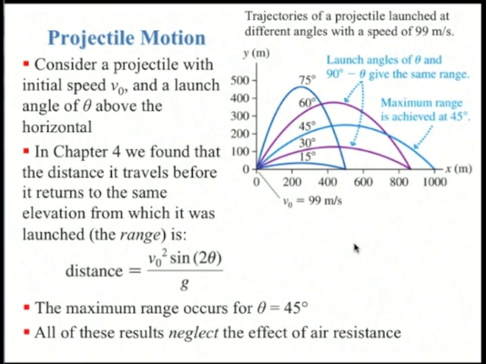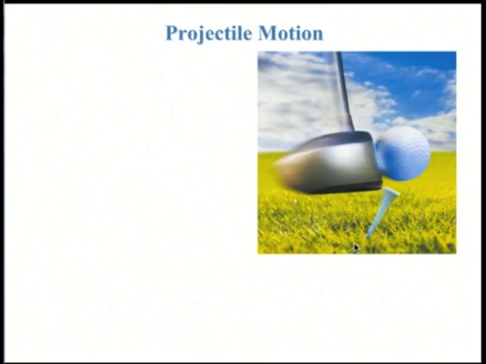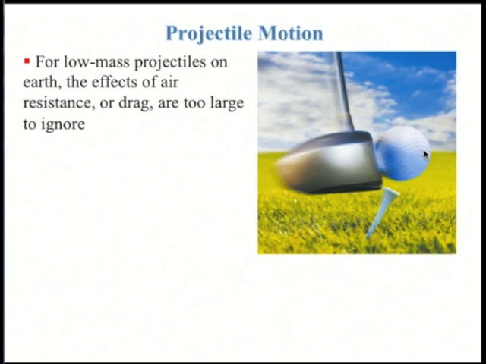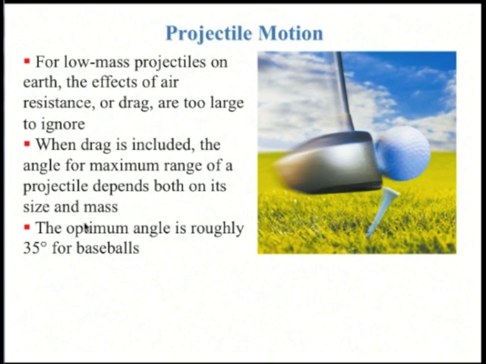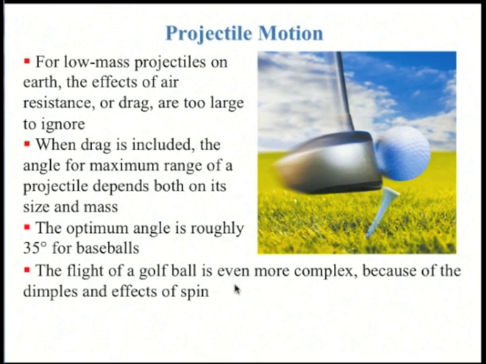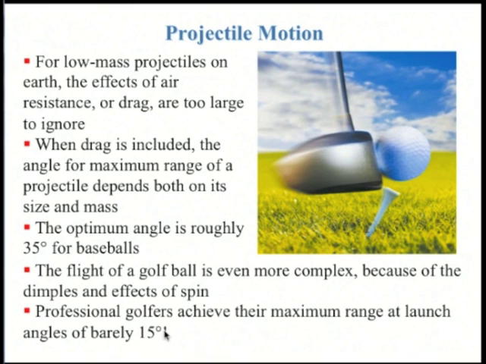All of these results neglect the effects of air resistance, but in real life, the effects of air resistance or drag are too large to ignore. If you do include drag, the angle for maximum range depends on both the size and the mass of an object, and it's typically about 35 degrees if you look at baseballs. If you look at golf balls, it's even less than that, so about 15 degrees.